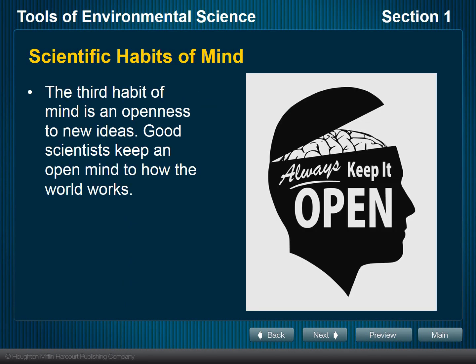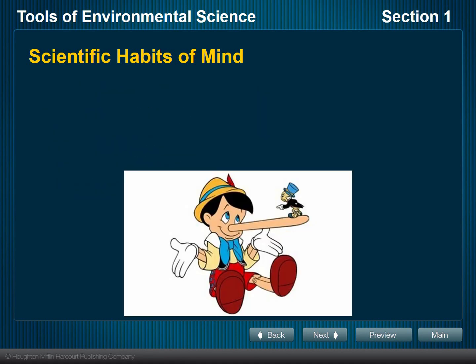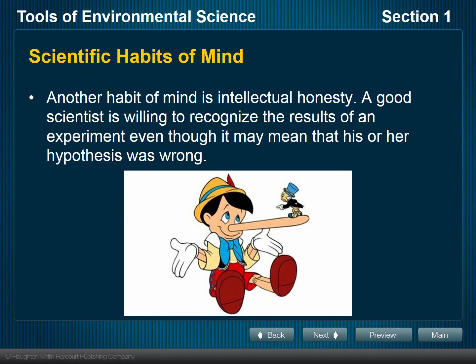The third habit of mind is openness to new ideas. Good scientists keep an open mind to how the world works. A lot of times, an open mind will lead to new discoveries. Another habit of mind is intellectual honesty. A good scientist is willing to recognize and report the results of an experiment, even though it may mean that his or her hypothesis was wrong.